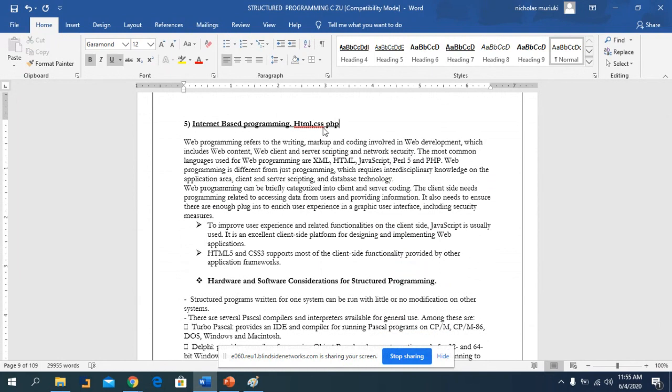We can use Perl, etc. Maybe we can use JavaScript as a language. So all these are now languages that can be used to classify an internet-based language. And I think we have explained this. The most common languages used for that are mostly used for coding web development programs.